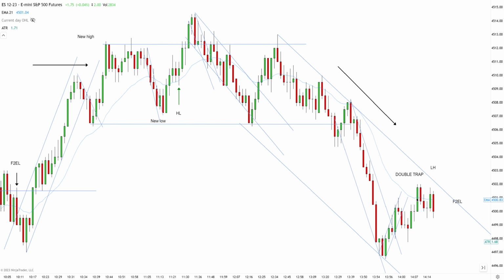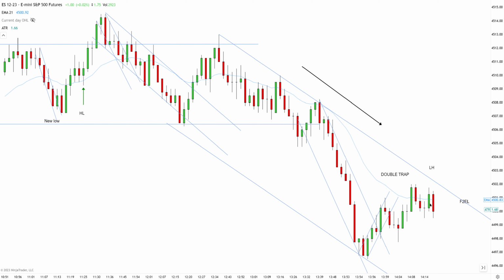We tested the EMA once, twice, and the EMA didn't really get tested fully here because we broke higher. But now it is showing more signs of rejection. Your signal bar is bullish. You cannot sell below a bullish bar.